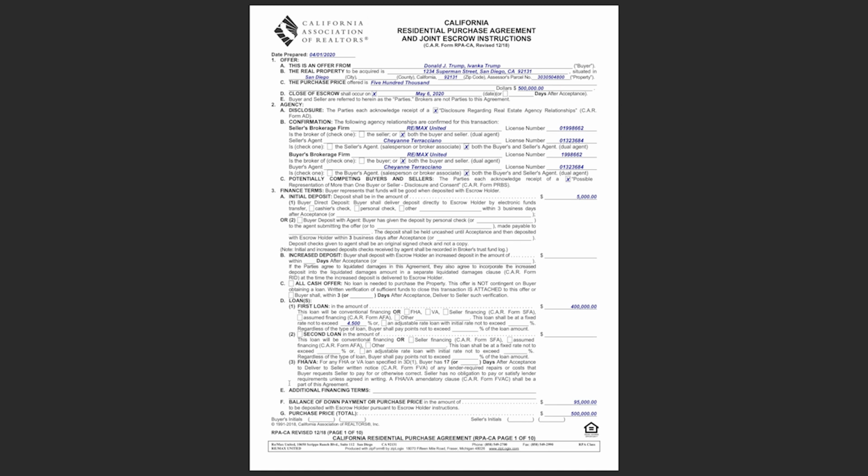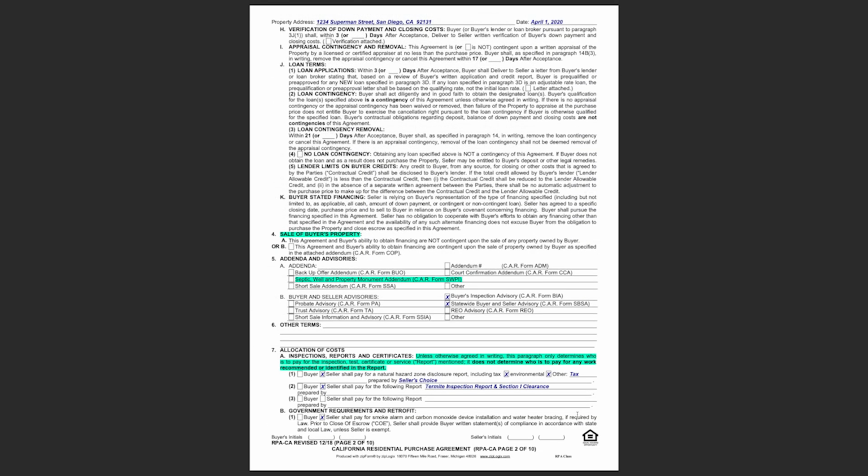Okay, towards the bottom of it, it's going to calculate the deposit and it's going to calculate the first loan, the balance of the amount that's going to be due to the transaction to meet the total purchase price of $500,000. Okay, next up, we're on page 2 of 10 of the purchase agreement. We're talking about verification of down payment and closing costs. They're supposed to supply this to the listing agent within 3 days after acceptance.